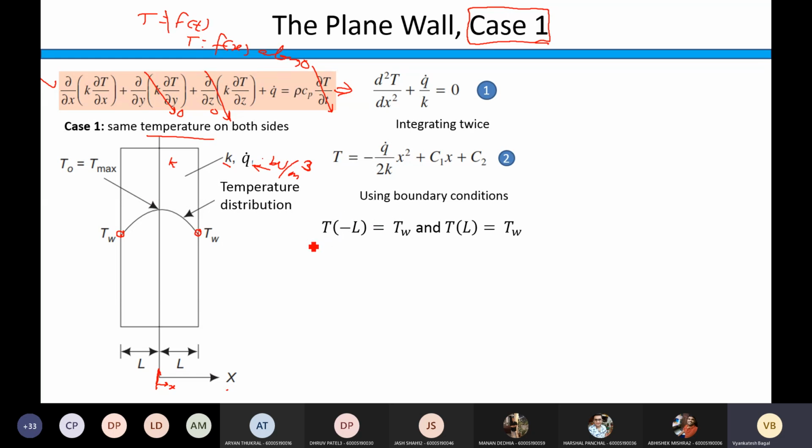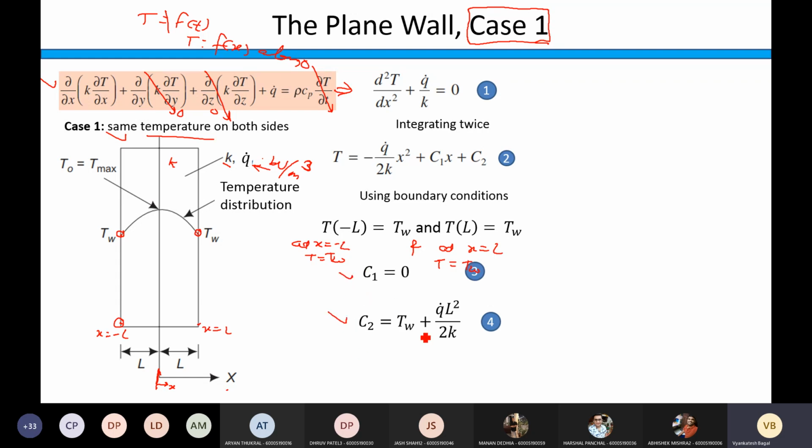This boundary condition is at x equal to minus L, you are at this face. What is temperature T? The temperature T is equal to wall temperature TW. Same way, at x equal to L, you are at this face, temperature T is again wall temperature TW. These two are the same temperature. That is what our case 1 is. If you use these two boundary conditions, then you will get the value of c1 and c2 like this. c1 will be 0 and c2 will be TW plus q dot L square by 2k. Fine.